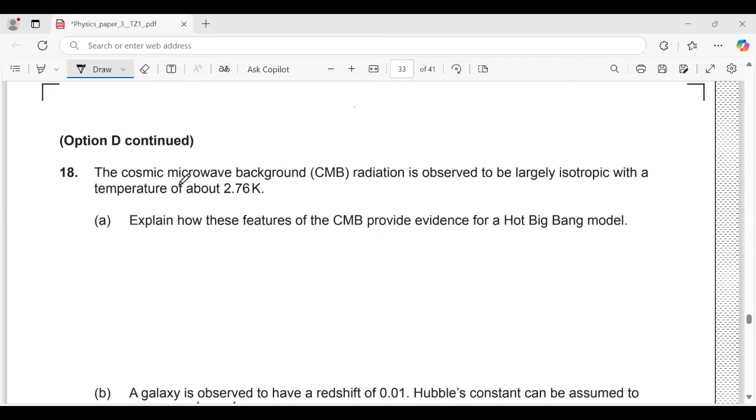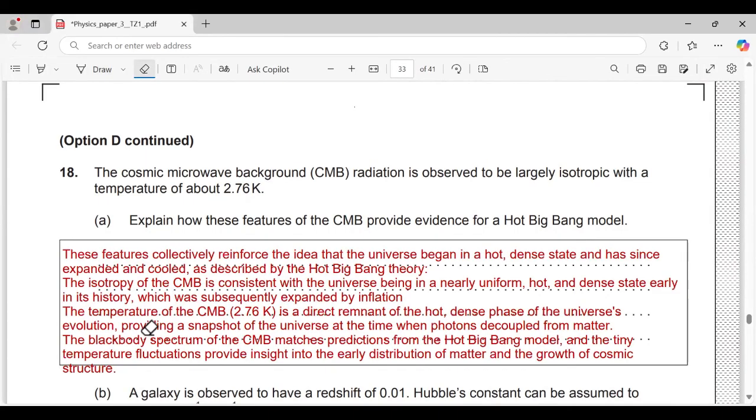Now, question 18. The cosmic microwave background (CMB) radiation is observed to be largely isotropic, with a temperature of about 2.76 Kelvin. Explain how these features of the CMB provide evidence for a hot Big Bang model. I have provided my explanation, my opinion about this question. You may copy this explanation, or you may add something to it.